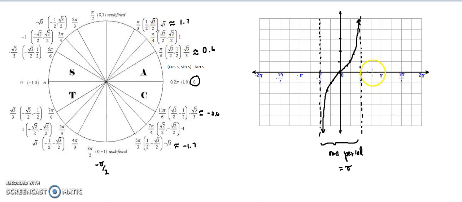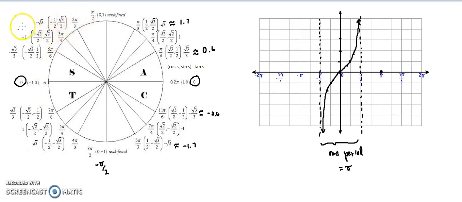So if we kept going in either direction, let's say we go pi over 2 and we keep working our way around to 2 pi. So now we'll keep going to the right. We're going to go from pi over 2 to pi. Okay, and at pi we see that our tangent value is 0 again, so we can fill that in.